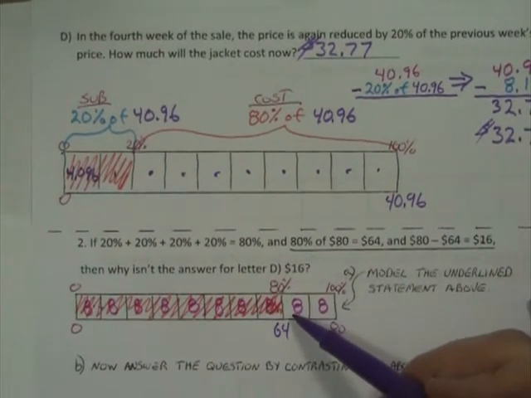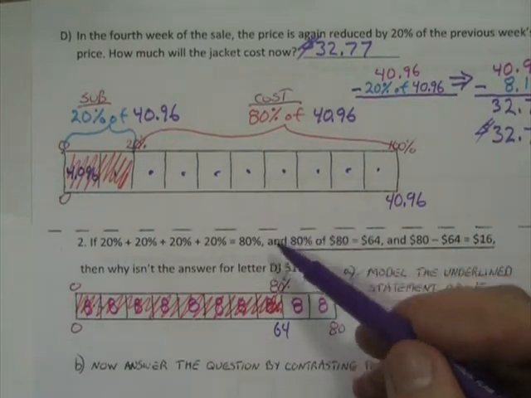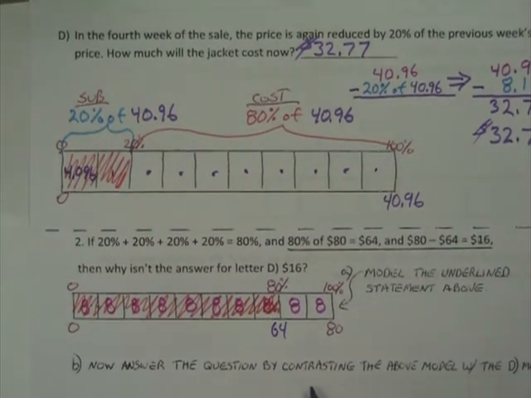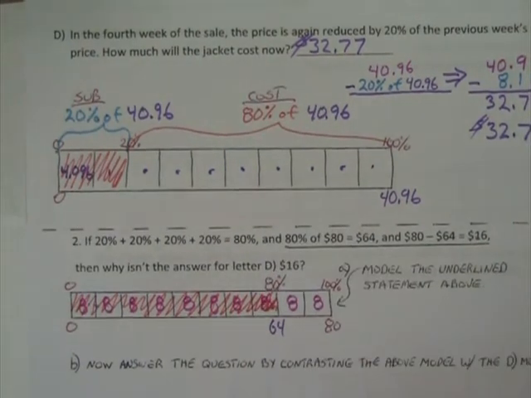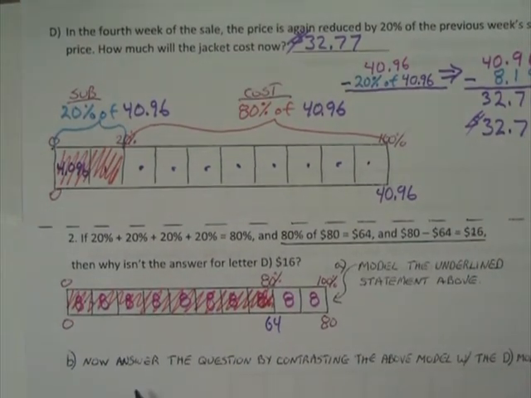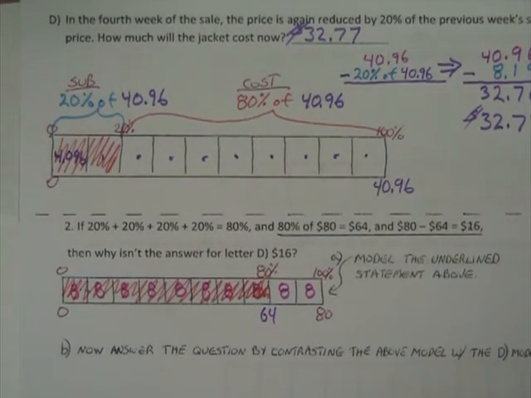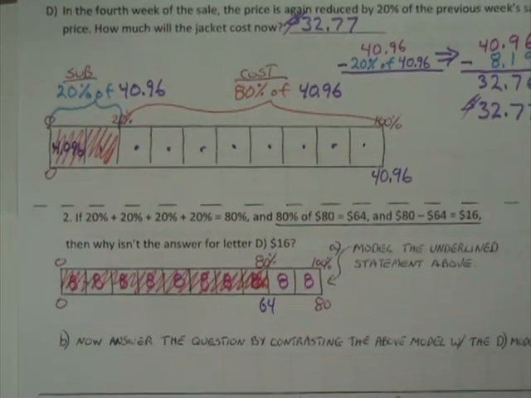How come this model doesn't look like this model? Why is that? I will let you answer that question. By comparing these two, you should be able to answer why they are not the same. Because we took 20% 4 times. Okay, I'll let you answer that.